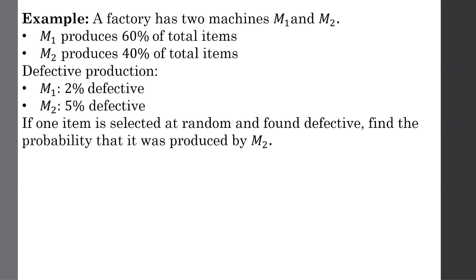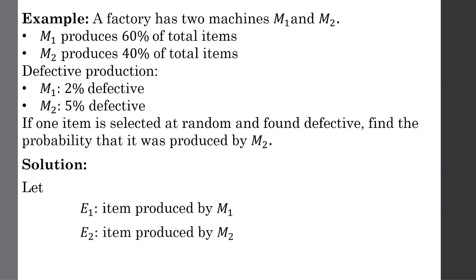Now let us apply Bayes theorem. A factory used two machines M1 and M2. M1 produces 60% of the items and M2 produces 40%. The defect rates are different. We need the probability that defective items came from machine M2. Solution: let E1 denote the event that the selected item was produced by machine M1. Let E2 denote the event that the selected item was produced by machine M2. And let A denote the event that the selected item is defective.